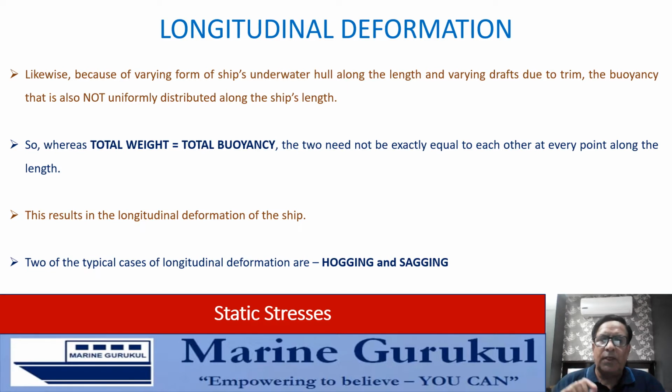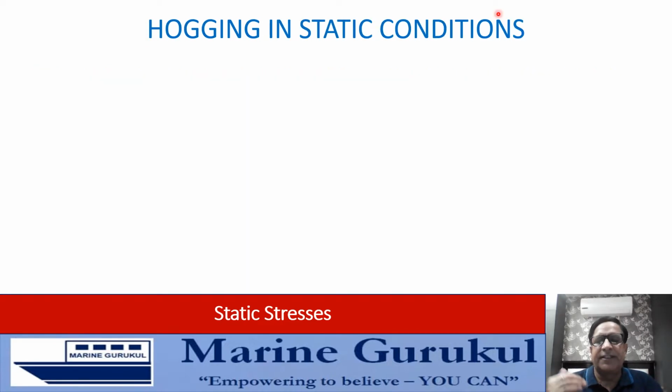There are two types of typical deformations depending on which part bends downwards and which part bends upwards. They are called hogging and sagging. Let us now discuss the condition referred to as hogging, and of course our discussion is limited to hogging in static conditions, called static hog or static hogging.